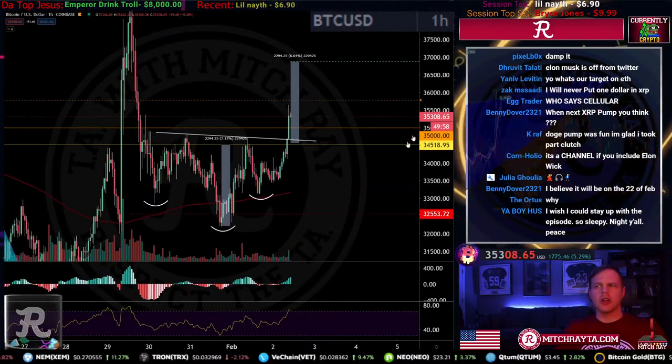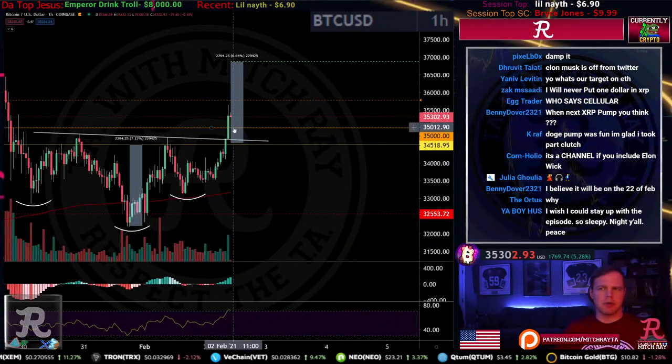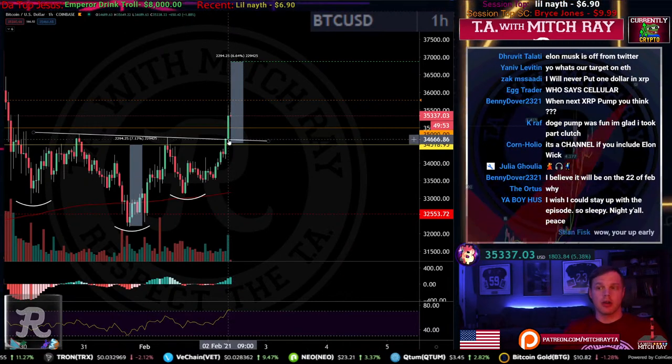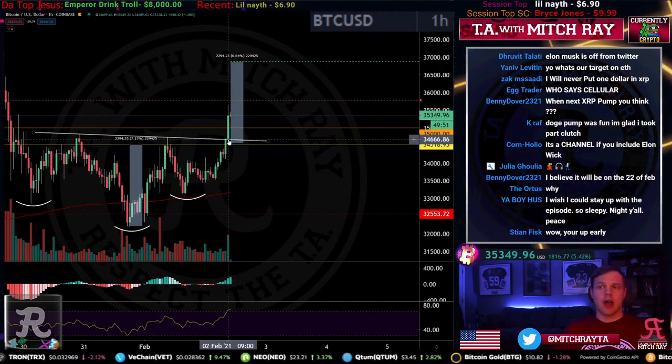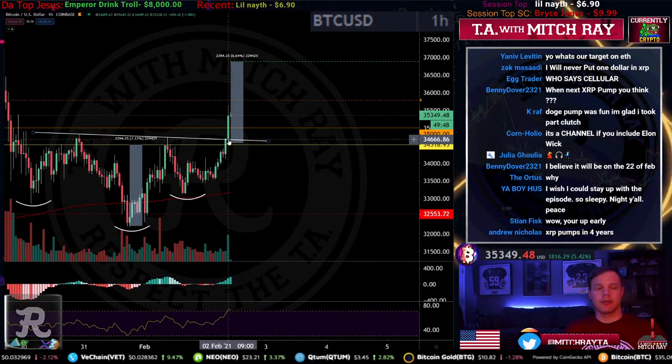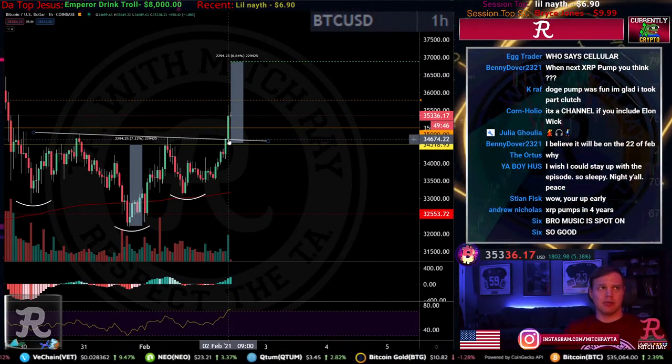So yeah, you would really think here, you would really think Bitcoin would come to backtest 35K, or it would backtest the neckline at 34,666. Right?